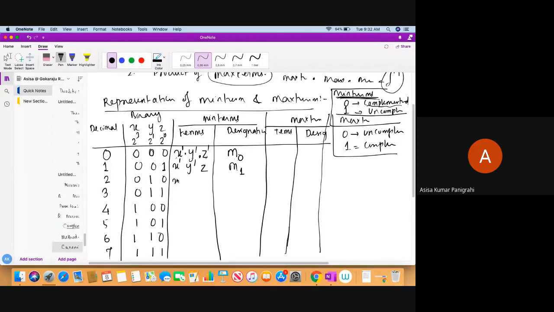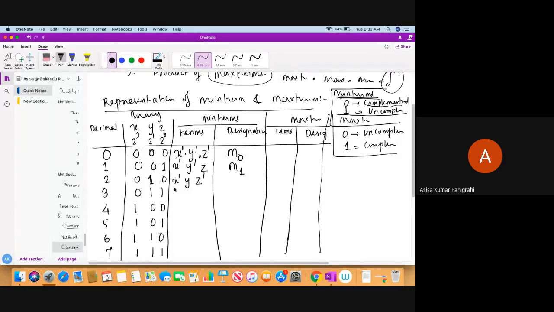Similarly, here it is x bar, y, z bar, because 0 is complemented. So x is complemented and z is complemented, so I have written x bar and z bar. Y is in the true form, it's a 1, which means uncomplemented form. So x bar, y, z bar. Do you all understand, students?